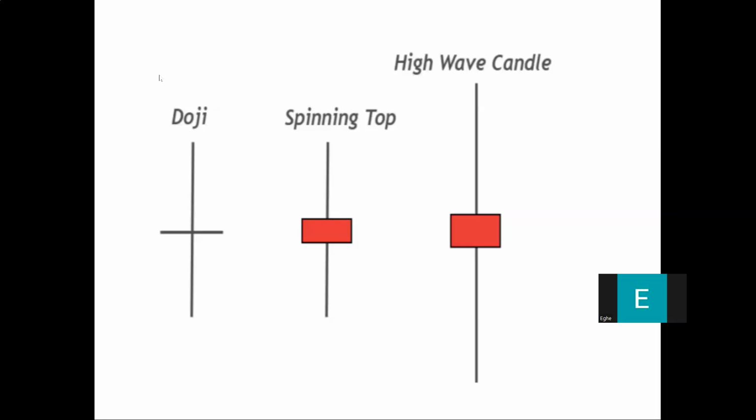So at that point on your chart, you always see something like this, a doji candle. They are all doji candles, or indecision candles, but they are just different. All right. So this one is a doji candle, this one is a spinning top, and this one is a high wave candle.